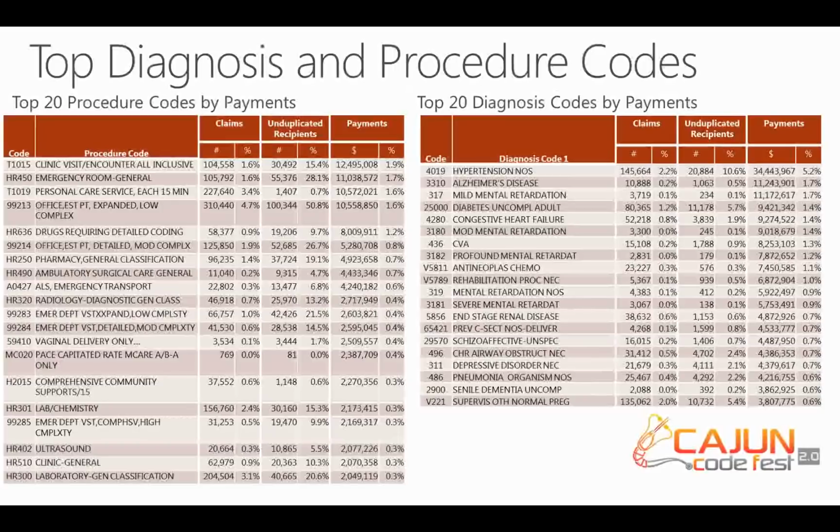In this case, T1015 for clinical visit, an encounter that's all-inclusive. So for a total medical check, it was roughly 104,000 claims submitted, which is roughly 1.6% of the total claims. And that covered 30,000 individuals for roughly $12.5 million. On the diagnosis side, hypertension, not otherwise specified, was submitted the most for 20,000 individuals, roughly 10.6% of the population, for $34 million worth of claims.